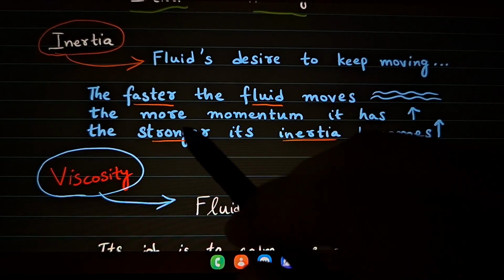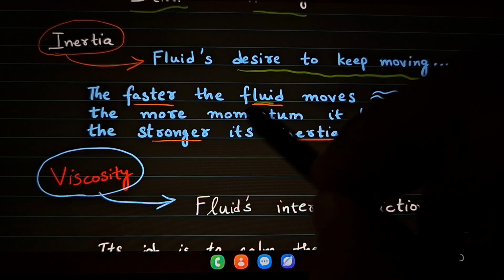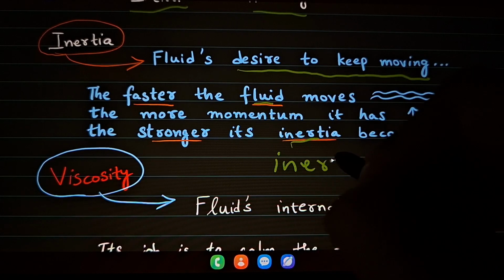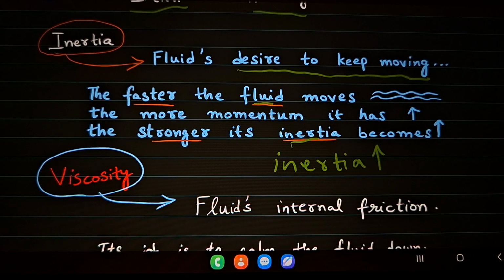Inertia. Inertia is nothing but the fluid's desire to keep moving. The faster the fluid moves, the stronger the inertia becomes. So, inertia increases as the momentum of the fluid increases.